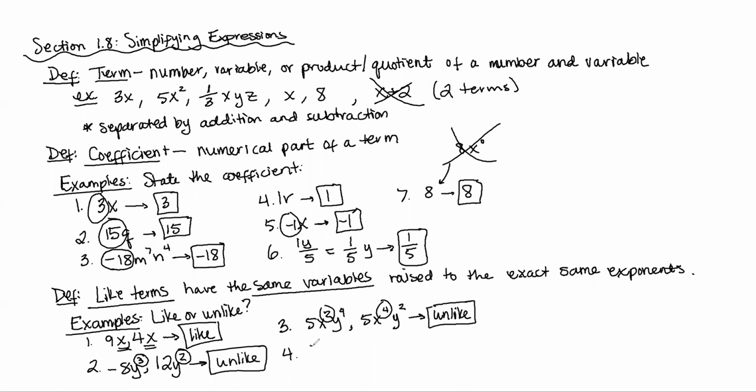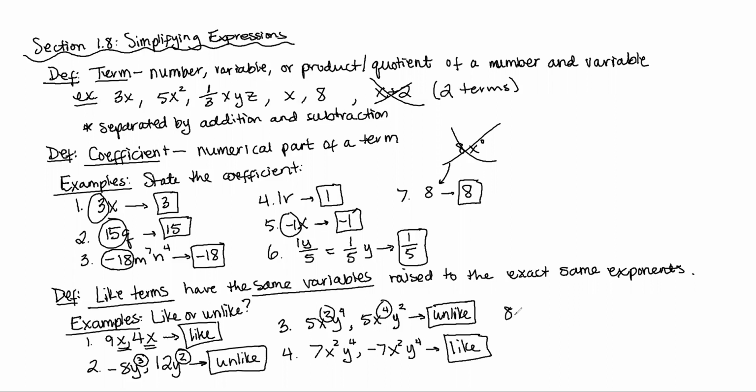Number 4, 7x squared y to the 4th and negative 7x squared y to the 4th. So this one, really similar. The only difference here is the negatives, but our variables are the same. We have an x squared, y to the fourth, y to the fourth. So these are like terms.